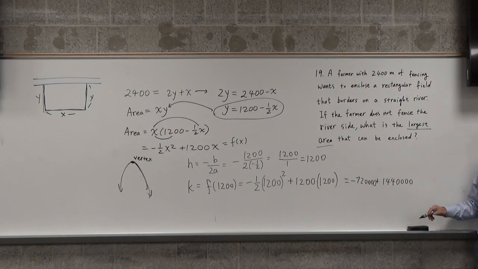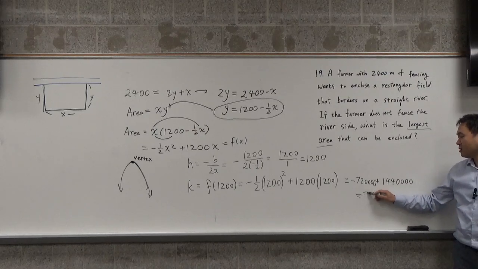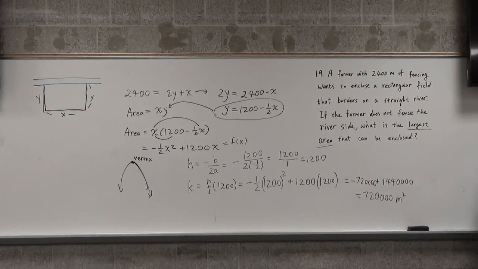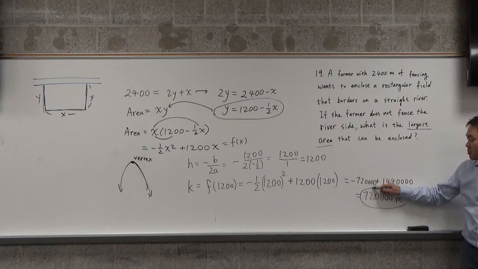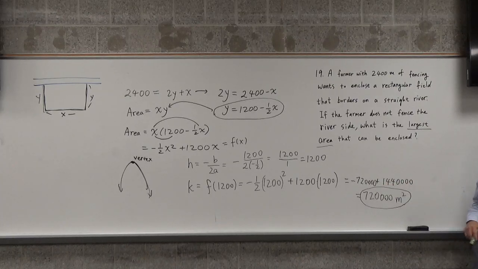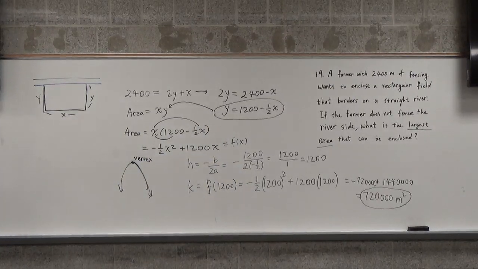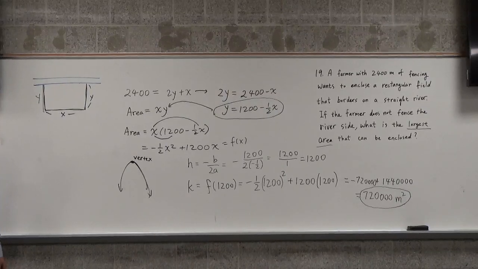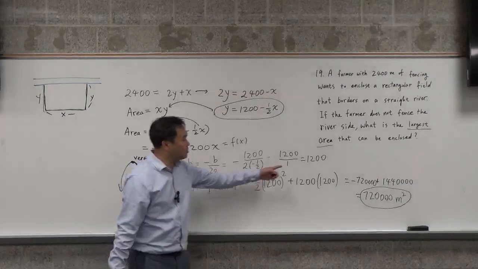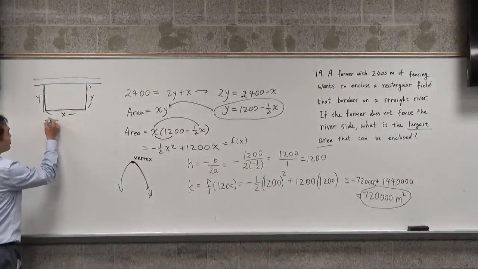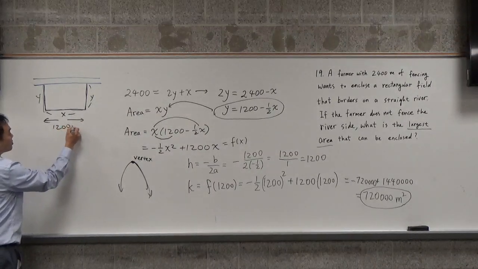720,000, right? And the result is that you get 720,000 square meters as the maximum area. Okay, right? Because this is the maximum area. That's your area, and you actually gain some more insights into this, because see, when x is 1200, you get the maximum area, right? So we see that this length should be 1200 meters.